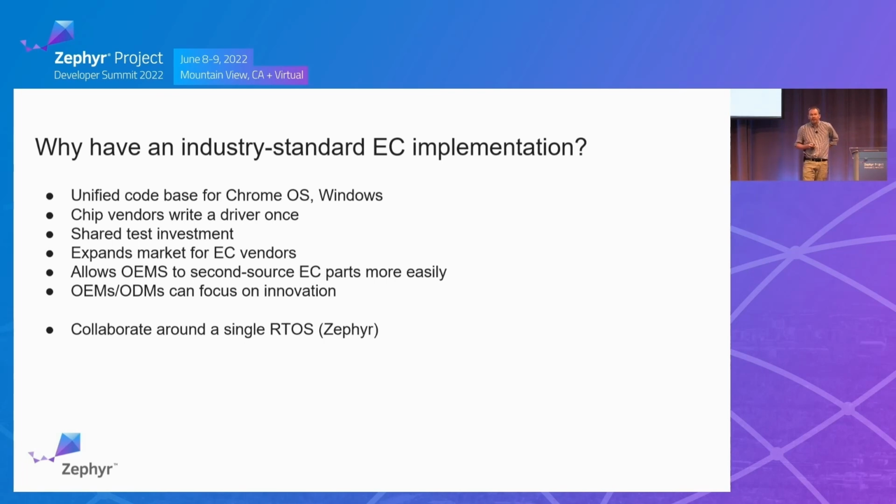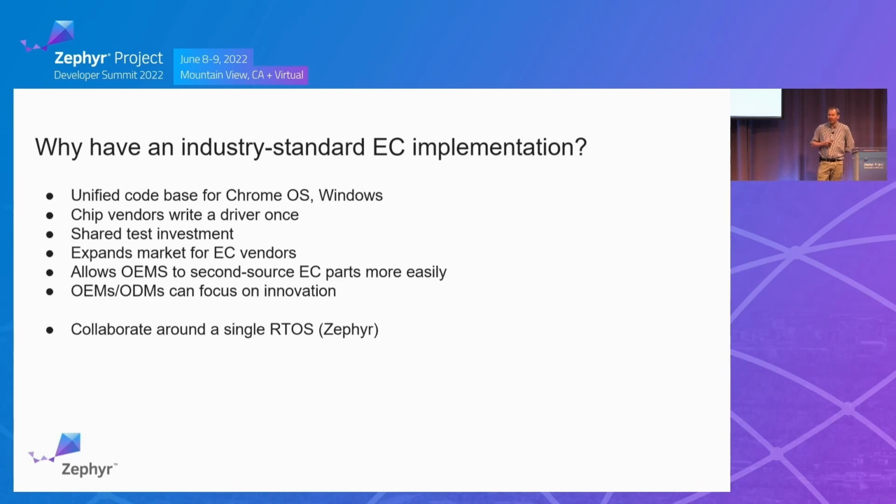Customers expect our products to work reliably, and with ever-increasing complexity, having a comprehensive and automated test environment is critical to achieving the desired product quality. This test environment is very expensive to build, so working together makes sense. By supporting Zephyr, EC vendors can, over time, bid for a wider range of design slots. On the other hand, OEMs can second-source ECs and use the same software.